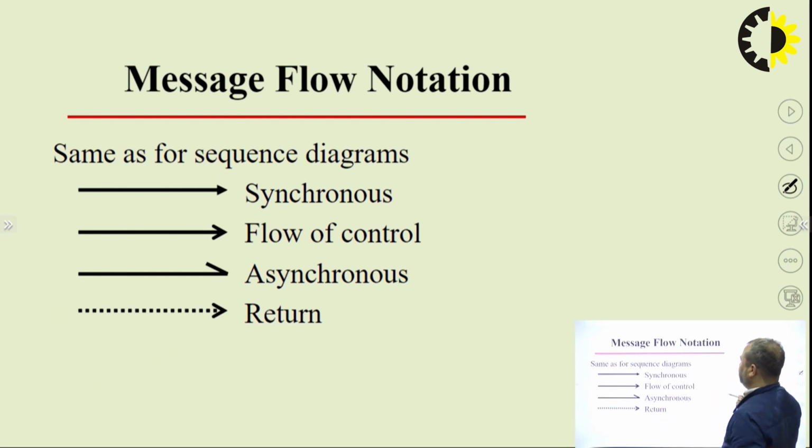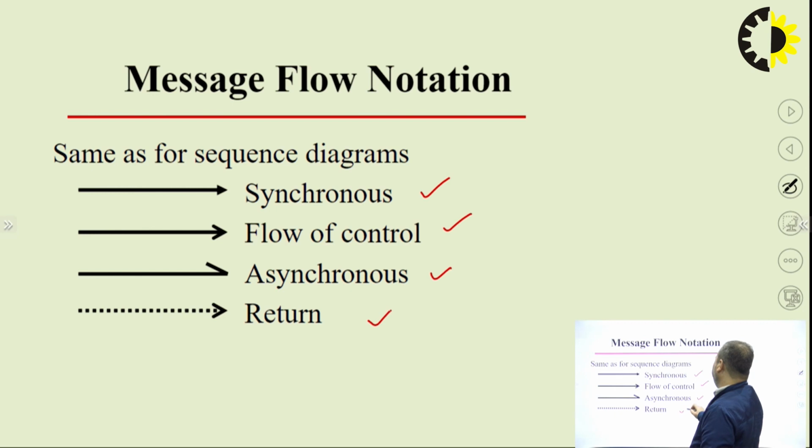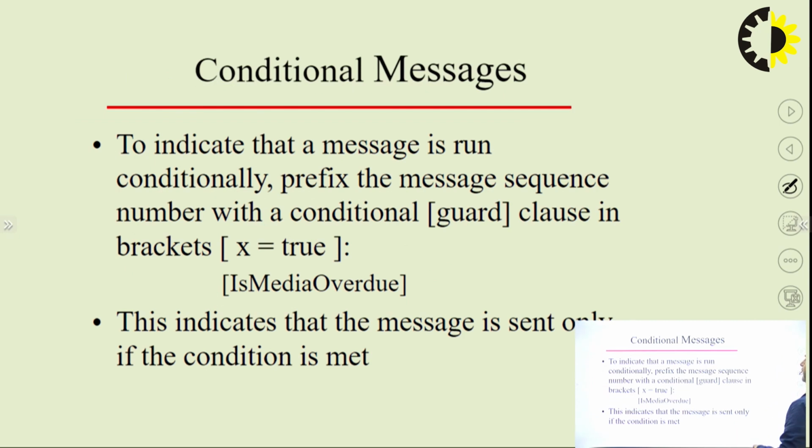Message flow notations. There are links which connect two objects, which may be synchronous, a flow of control, asynchronous, or a return. These are the standard notations by which message flow can be represented. Synchronous and flow of control are represented by the bold arrow, asynchronous by a half arrowhead, and return by a dotted arrow.